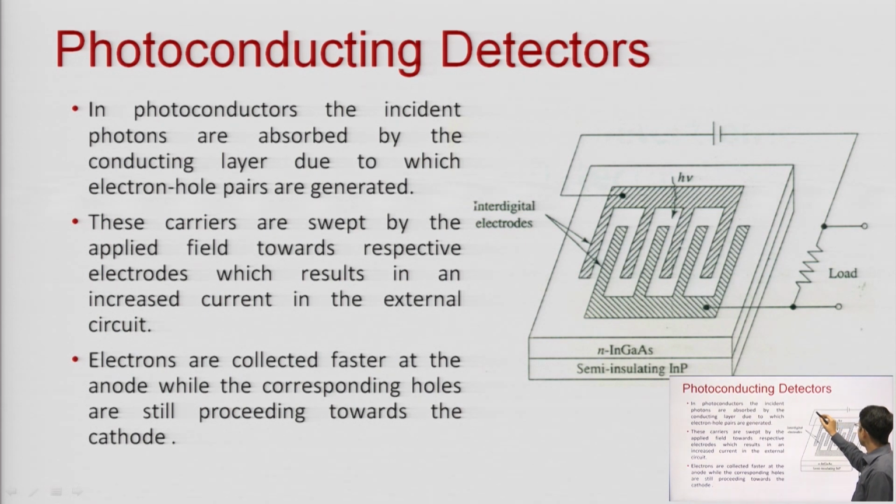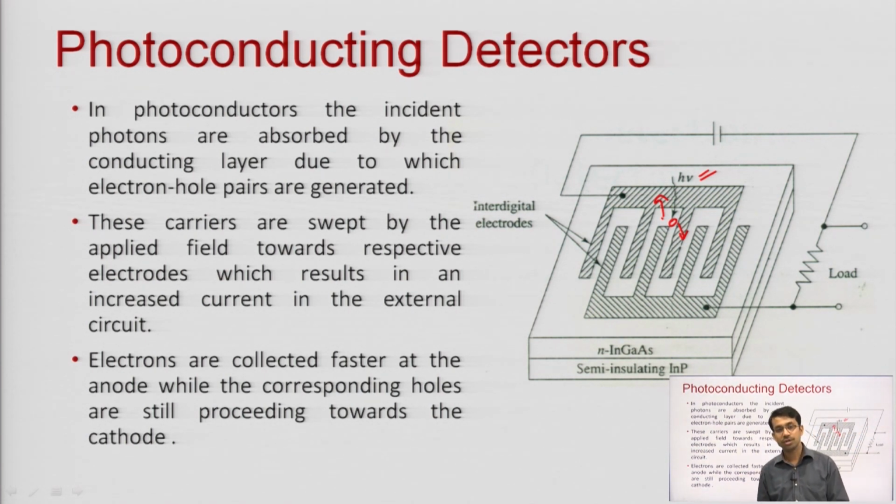Over here, there are interdigital electrodes. One electrode is connected with the positive terminal and the other with the negative terminal. If a photon is incoming over here and an electron and hole are created, the electron is immediately absorbed by this electrode and the hole is immediately absorbed by the other. This is the reason interdigital electrodes are used, so that more electrons and holes can be absorbed, and because this is an N-type region, there are already electrons available.